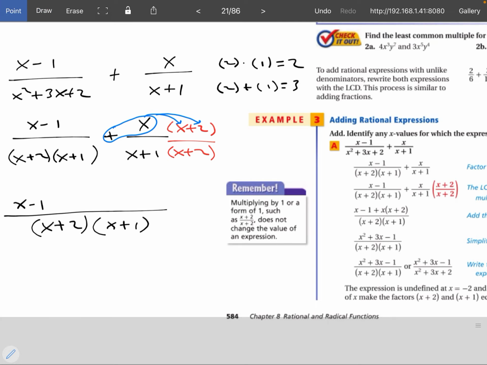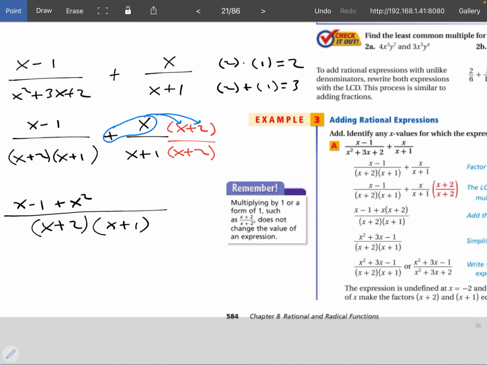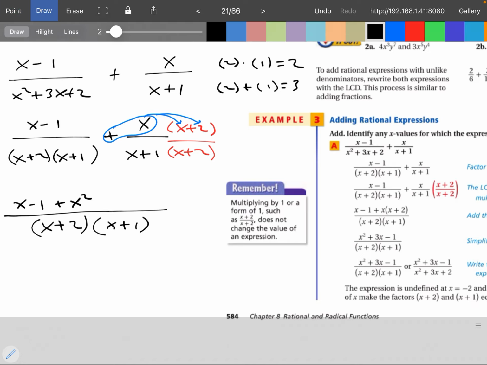But then I'm going to take my positive x times x. Well, that's going to give me a positive x squared, right? So that's going to be plus x squared. And then I'm going to distribute my positive x times my positive 2 right here. Well, it's going to give me a positive 2x. So since it's a positive 2x, I'm going to write plus 2x.